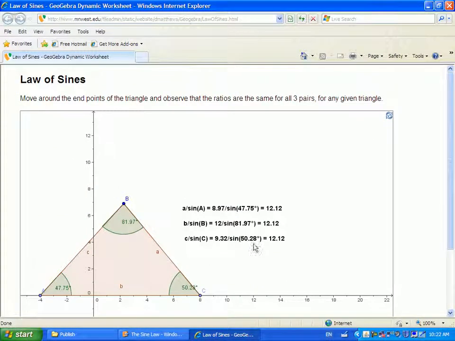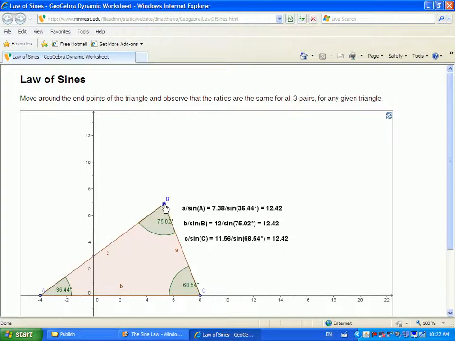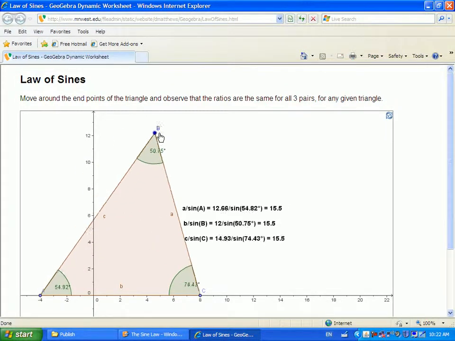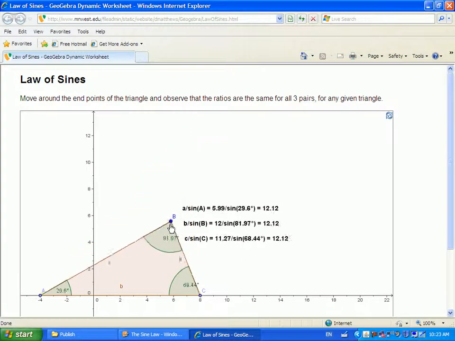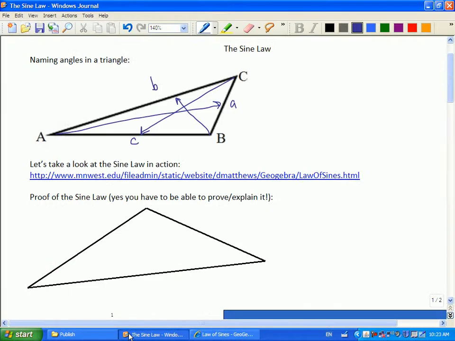Someone's done one of those GeoGebra worksheets you guys have done. This shows the three angles in the triangle. See here it's saying side A, which is this one, divided by the sine of A, which is this angle, is equal to 12.12. If we do that for B and C, we get the same thing as well. If I move these around, those numbers can change, like for example 13.8 or 16.1, but no matter what the triangle looks like, the ratio is the same for all three. The side divided by its sine is going to be the same all the way through the triangle. So let's take a look at how you actually get that.